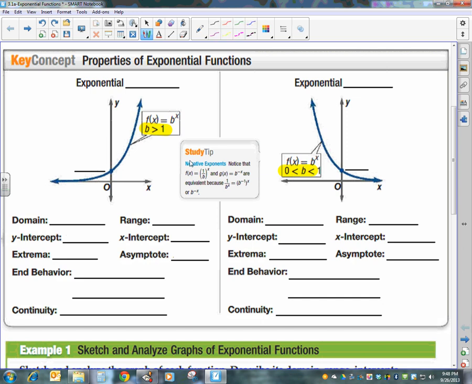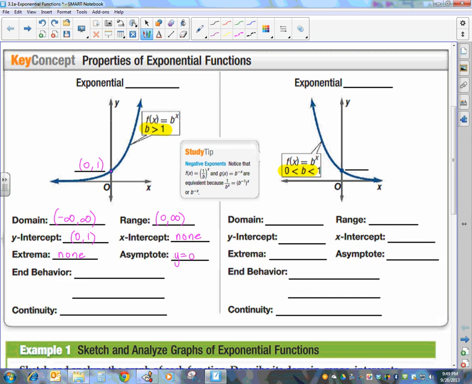Okay, so let's fill in the information of what we know. Our domain from this graph is negative infinity to infinity. Our range is from 0 to infinity. Our y-intercept is 0, 1, because if you put 0 in here, anything to the 0 power equals 1. So we've plotted that point 0, 1. Our x-intercept, it never crosses the x-axis. It does not have any extrema.